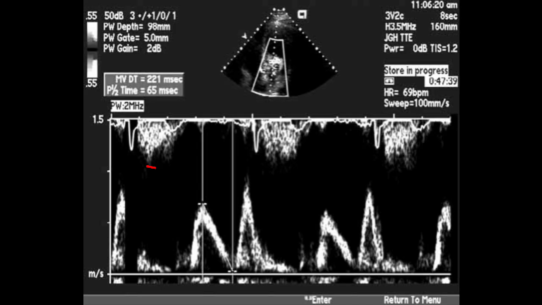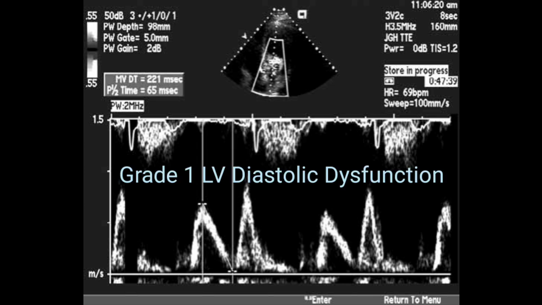If you look at this spectral Doppler, you will notice a smaller E wave and a taller A wave. It means the impaired LV relaxation, as there is a relatively smaller contribution of early passive diastolic filling, and there is a larger contribution by atrial contraction. So we can say here it is impaired relaxation of the left ventricular myocardium. This is also known as grade 1 diastolic dysfunction.